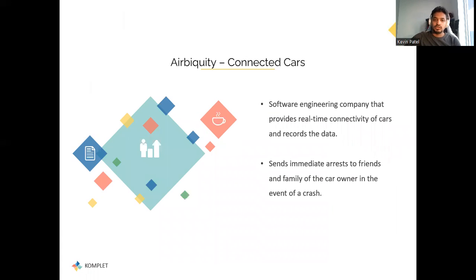Jumping on that, Ubiquiti is the company which is providing the algorithms for connected cars. Connected cars is a concept where if a car is involved in any impact, it would send out messages to friends and family with the location and GPS tracking, so that whatever movement there is with the car, it can be easily tracked.